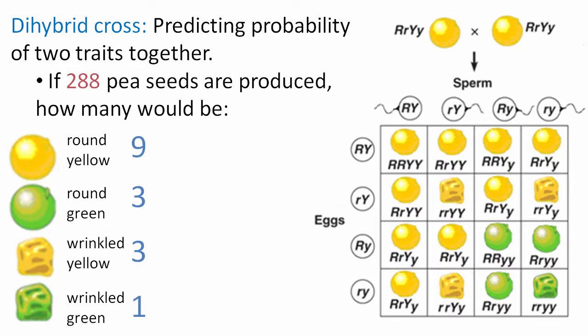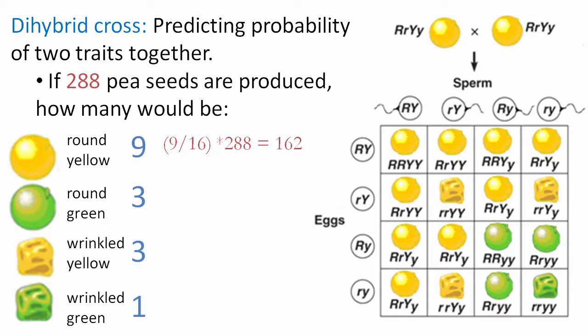So let's say that this particular cross yields 288 pea seeds. Wow, that's a lot. Well, that's not unusual actually for a plant. So out of 288, how many should I expect to show the double dominant? Well, let's see. That's 9 out of 16 times 288. That gives me a total of 162 seeds.